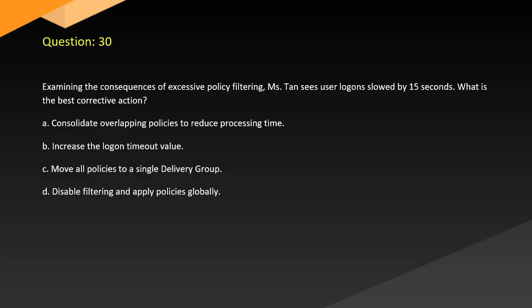Question 30. Examining the consequences of excessive policy filtering, an admin sees user logon slowed by 15 seconds. What is the best corrective action? A. Consolidate overlapping policies to reduce processing time. B. Increase the logon timeout value. C. Move all policies to a single delivery group. D. Disable filtering and apply policies globally.